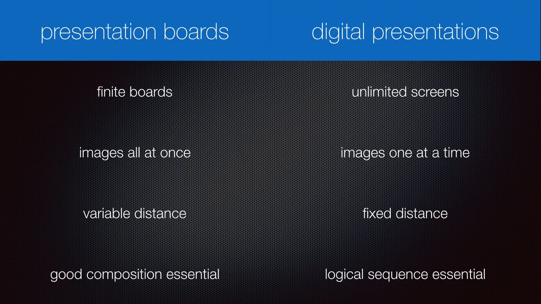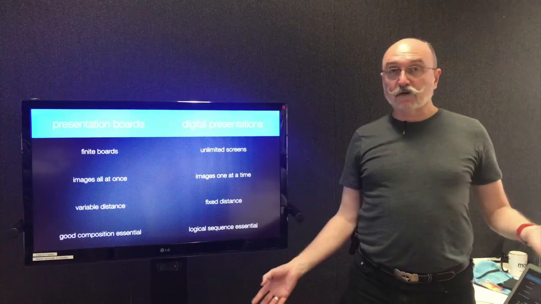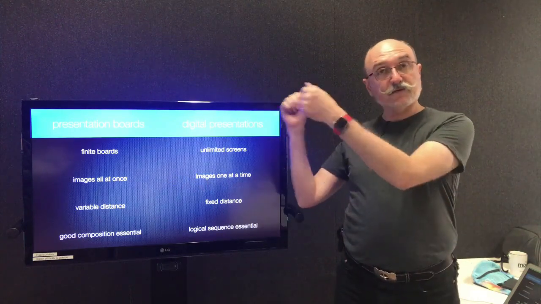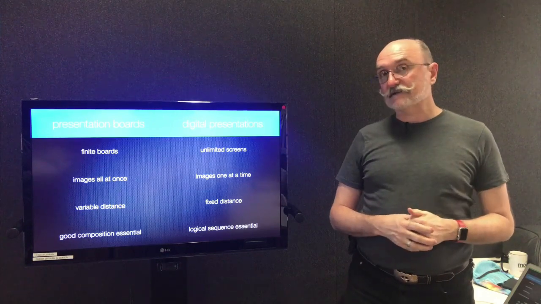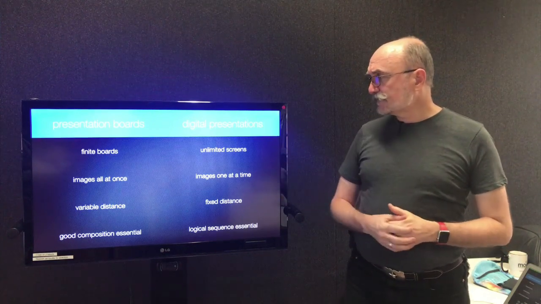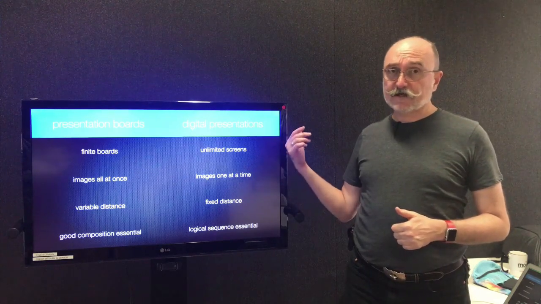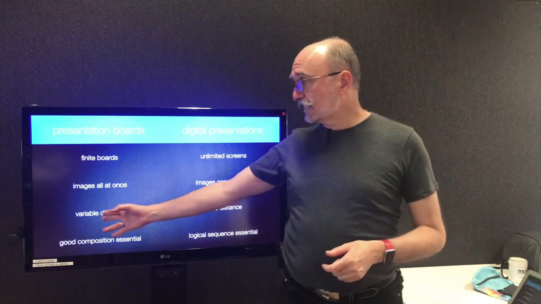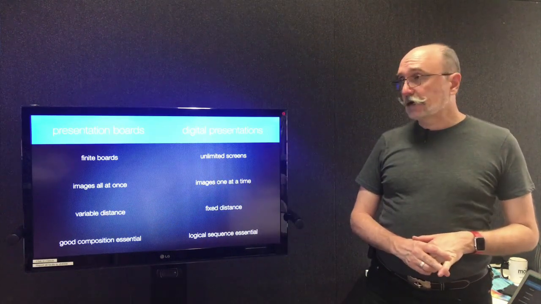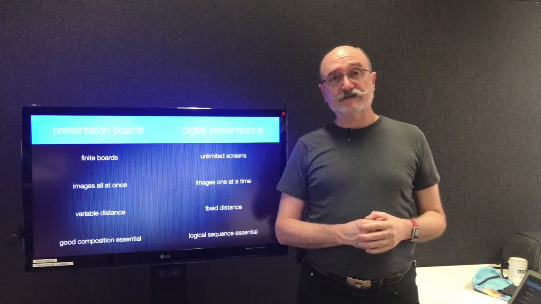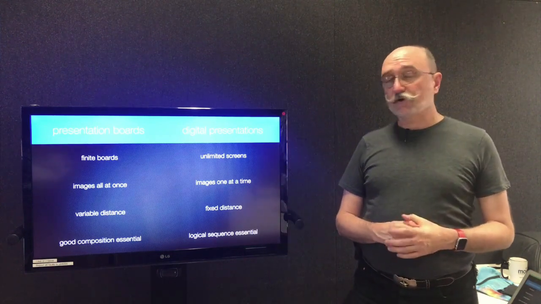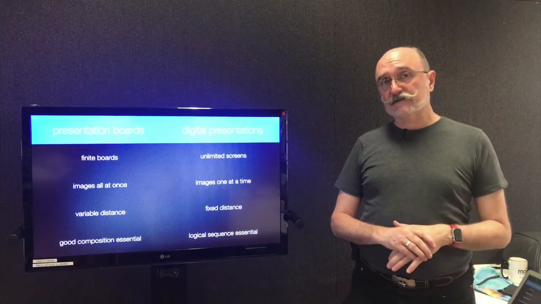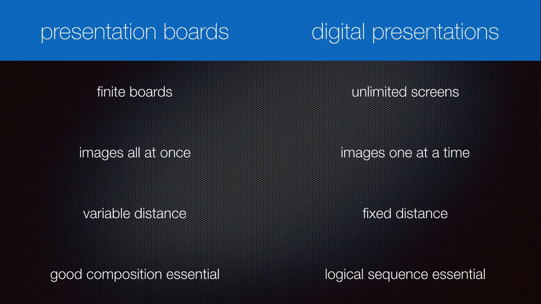In presentation boards, as I mentioned a minute ago, you see the images all at once in most cases, although I suppose it's possible to put things up selectively. It's probably a little bit impractical in many situations. In digital presentations, you see the images, or at least the arrangement of the images, as you dictate, one at a time. In presentation boards, the distance is variable. That is to say, you can walk up to a presentation board and see more detail, or you can step back and see large images from a distance. In a digital presentation, that's a fixed distance. So when you design your presentation, you have to do the zooming in for the viewer when you want to show more detail.